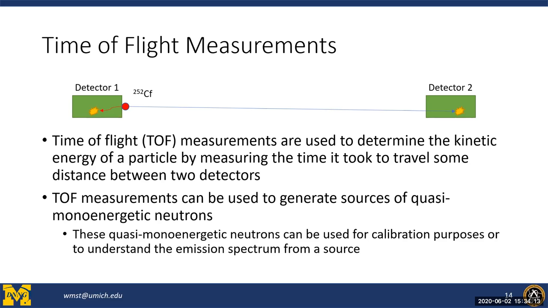So how does this work? Let's say we have one detector here and one detector here, and we've put our californium-252 source right on top of this first detector, right on its face. Californium-252 will spontaneously fission, and when it does, it'll give off some number of neutrons and some number of gamma rays. Because these detectors can separate out gamma ray and neutron events, we can look for a gamma ray event in the first detector and then a subsequent neutron event in this detector.